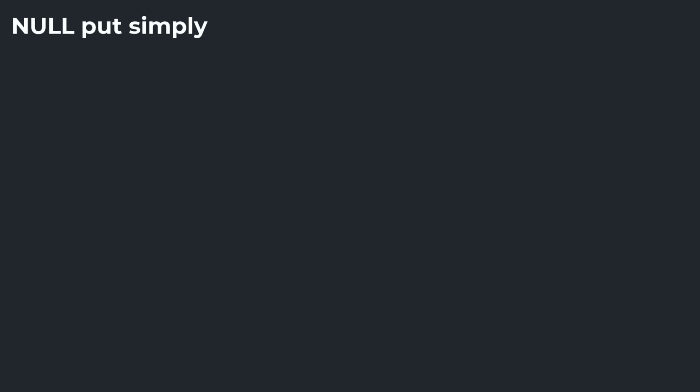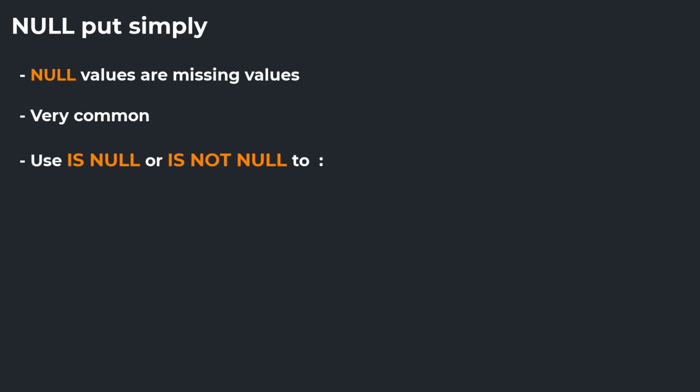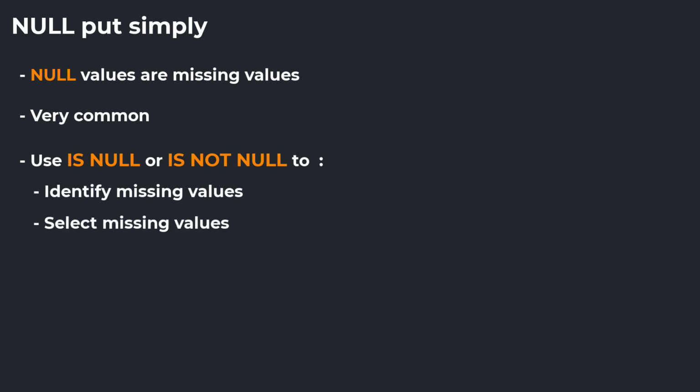Before we wrap up this lesson, let's review what we've learned. Null values are missing values, and they are very common in the real world. It is good practice to know how many null values are in our data by using the IS NULL or IS NOT NULL operator for filtering. These keywords will help to identify, select, or exclude missing values. Don't worry, this will soon become second nature because it is that common.